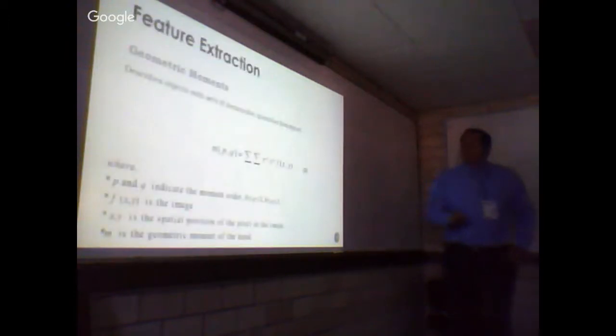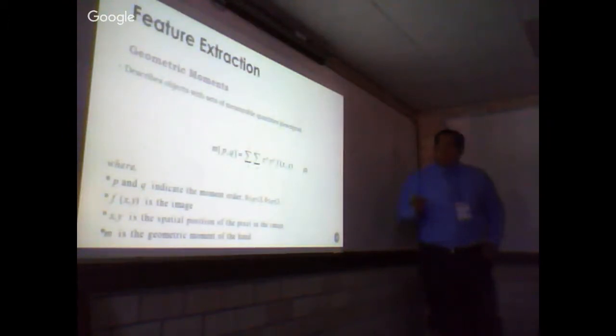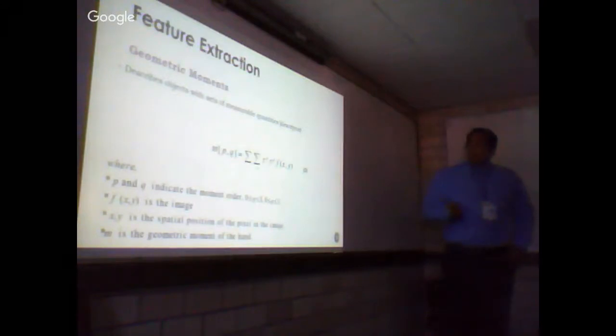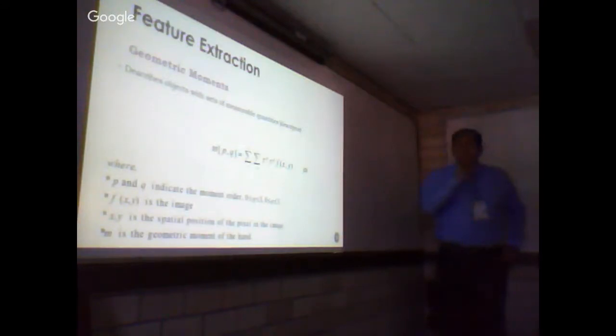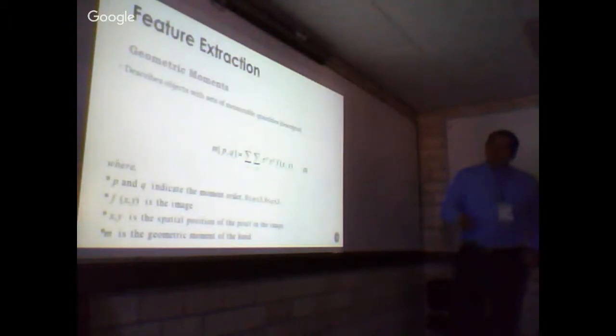In the next block, we have feature extraction. The algorithm uses geometric moments, which describe an object with a set of measurable quantities. The equation describing this algorithm is equation 3, where p and q indicate the moment order, f(x,y) is the image, x and y are the spatial position of the pixel in the image, and M is the geometric moment of the hand.